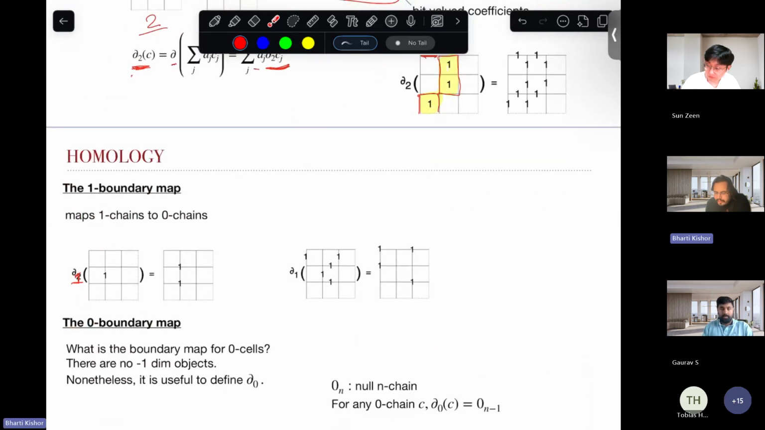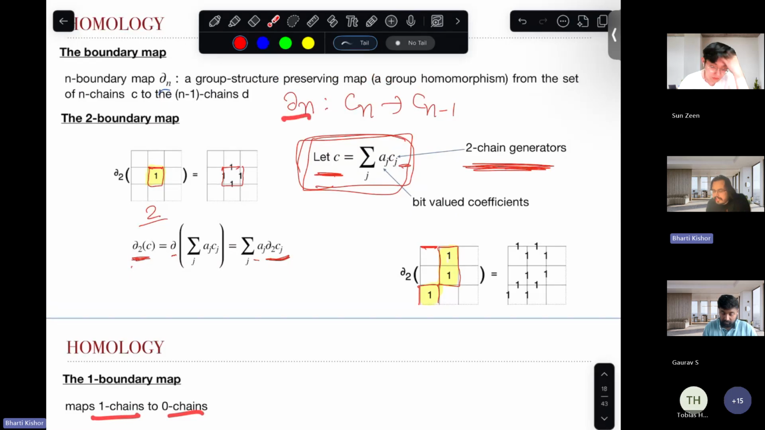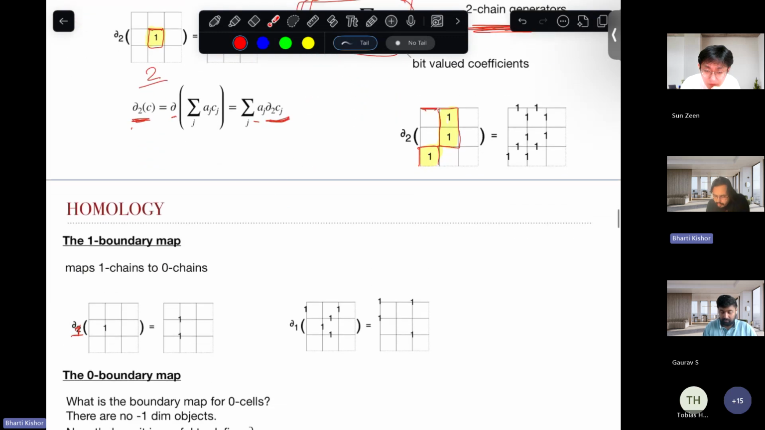So now you can do the same thing for a 1 chain. When you apply the 1 boundary map, it will map a 1 chain to a 0 chain, because delta n will take Cn to Cn minus 1. So when you take n equal to 1, you go from C1 to C0. So for example, this object here, what does it mean? It means that, for this particular edge we are talking about, what is its boundary? Its boundary is basically this. And that's what we get here, these two are included.